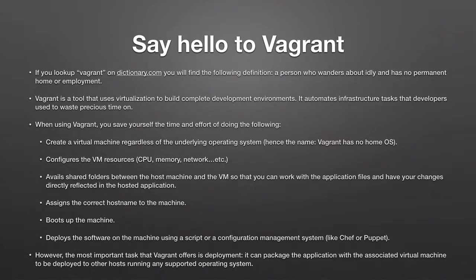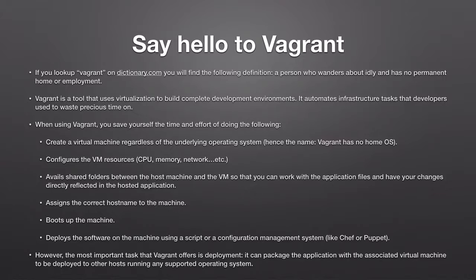But what is Vagrant? Vagrant is a tool that uses virtualization to build complete development environments. It automates infrastructure tasks that developers used to waste precious time on. When using Vagrant, you save yourself the time and effort of doing the following. So the following is what Vagrant saves you from having to manually do. Create a virtual machine regardless of the underlying operating system. And of course we have just mentioned that it's deriving its name from this property, which is that it can work on any operating system.